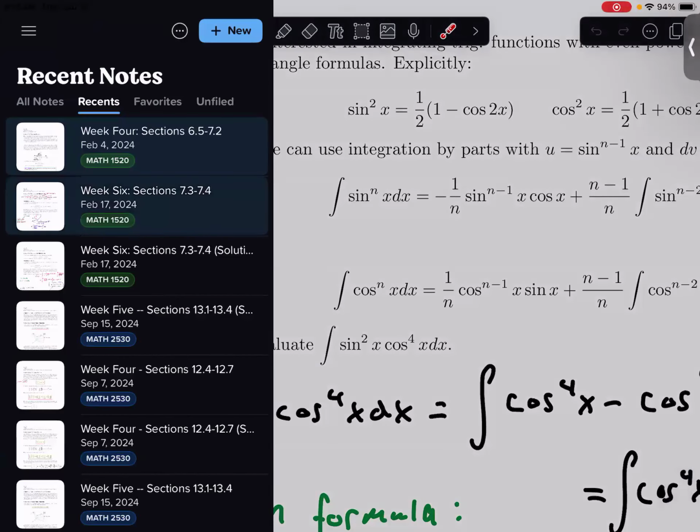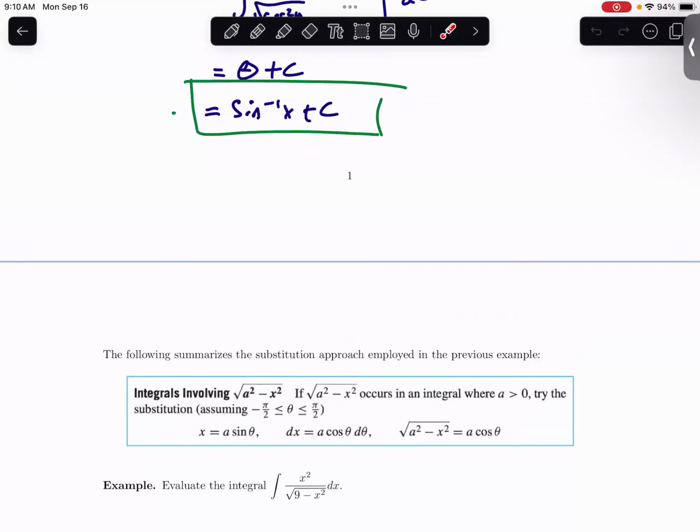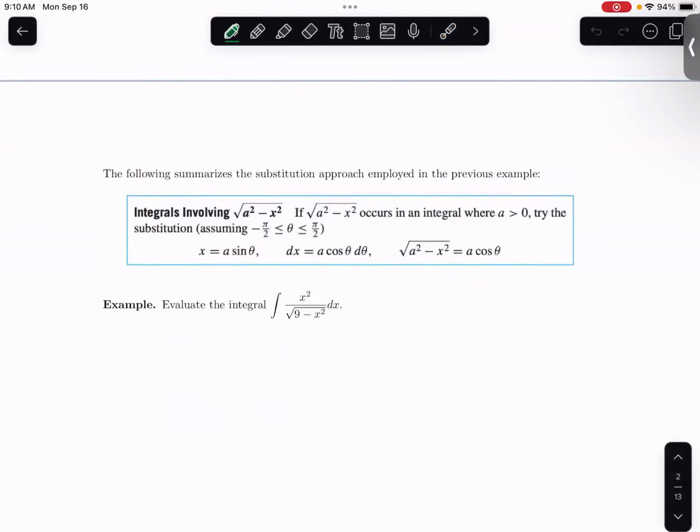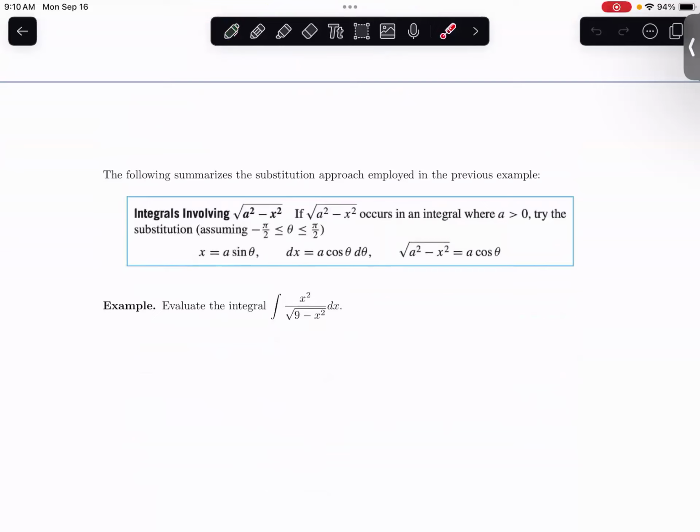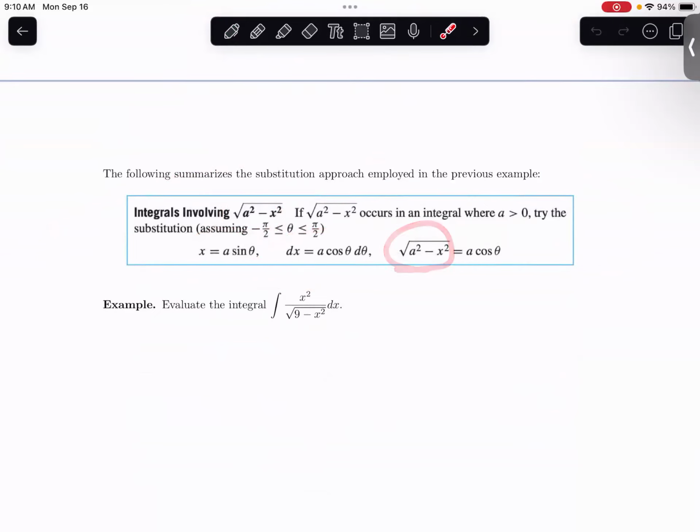Okay, let's continue. This is a summary of what we just did. Whenever we have an integral involving the square root of a squared minus x squared, you want to let x be equal to a sine theta, which implies that dx is a cosine theta. Then this square root will just resolve into a cosine theta, which is usually a lot easier to find the integral of.